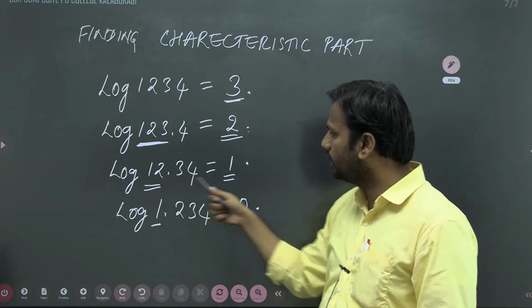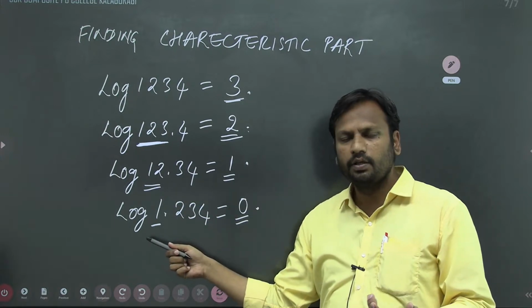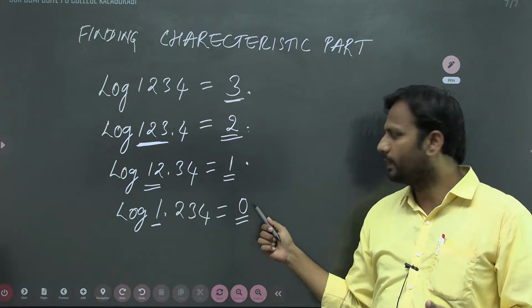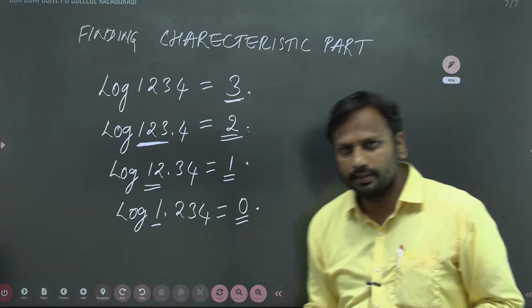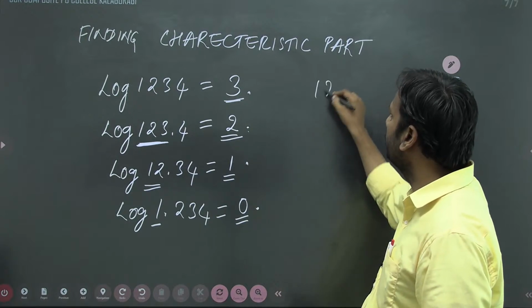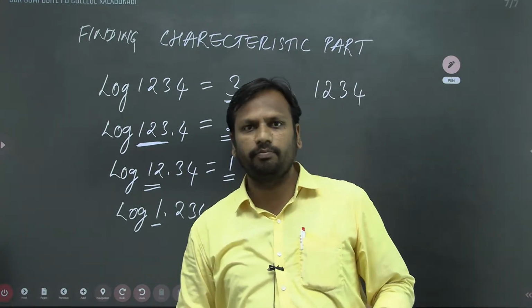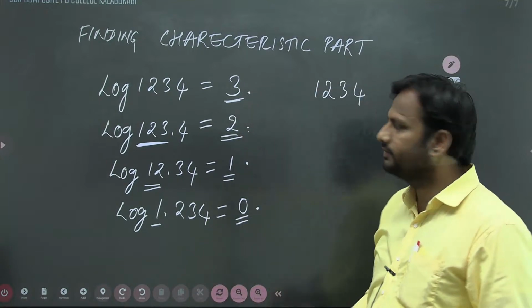If it is a 2-digit number, how do I obtain the characteristic part as 1? Similarly, if it is a 1-digit number, how do I obtain the characteristic part as 0? So there is a simple way, students. Just here, we have to go with this number, 1, 2, 3, 4. We are dealing with base 10, right? So in school level, you have studied about this one here.